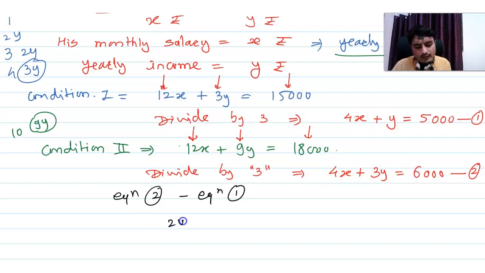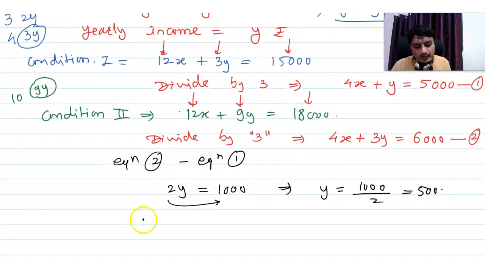3y minus y, we have 2y, that is equal to 6,000 minus 5,000, we are having 1,000. To evaluate the value of y, shift the 2. y is equal to 1,000 divided by 2, which is 500. That means the yearly increment of that person is rupees 500.